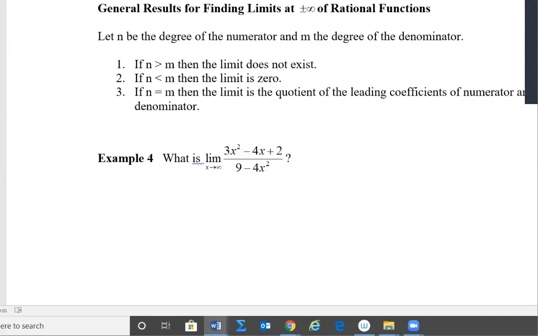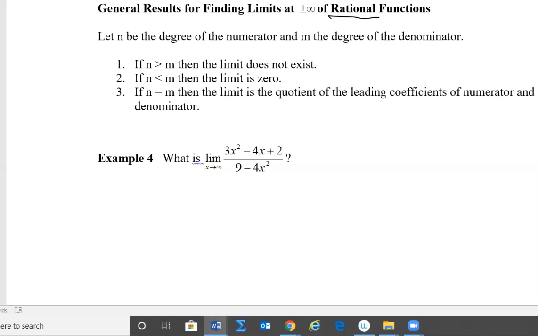Okay, here's another example. I have to find this limit as x approaches infinity. Now, normally, as we did before, this is a rational function. The highest power in the numerator is 2. The highest power in the denominator is 2. So I would divide numerator and denominator by x squared, like I did in the last couple examples. That would eventually get me the answer, but there's a faster way to do these rational function problems.